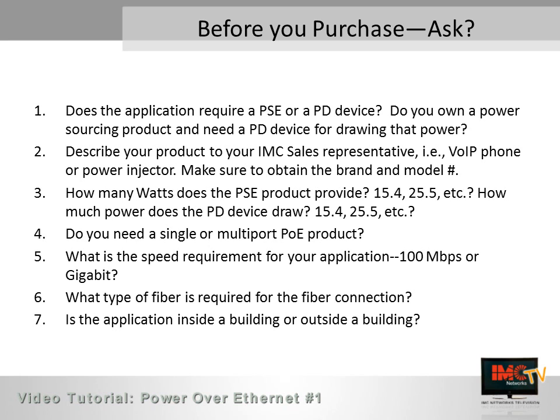The fifth question would be, what is the speed requirement for the application? Is it 100 megabit or gigabit? The sixth is, what type of fiber is required for the fiber connection? Is it multi-mode or single mode? What kind of connections? And last, is the application inside the building or outside?